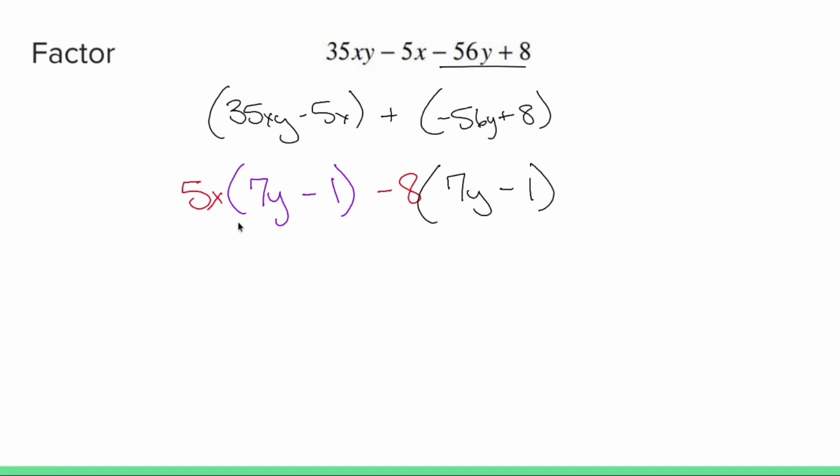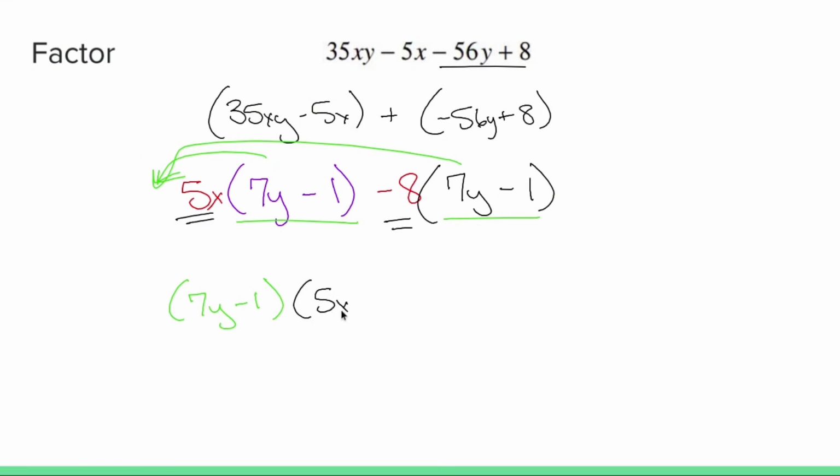Now I've noticed, oh, wait a minute, I have the same parentheses in common. Let's factor that out. So I have 7y minus 1. That is now factored out. And after factoring that out, I'm left with 5x minus 8.